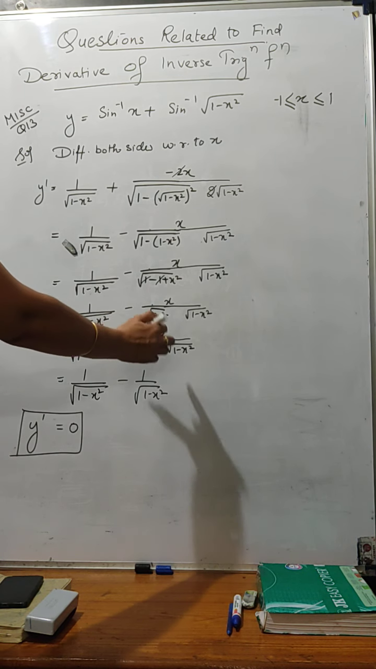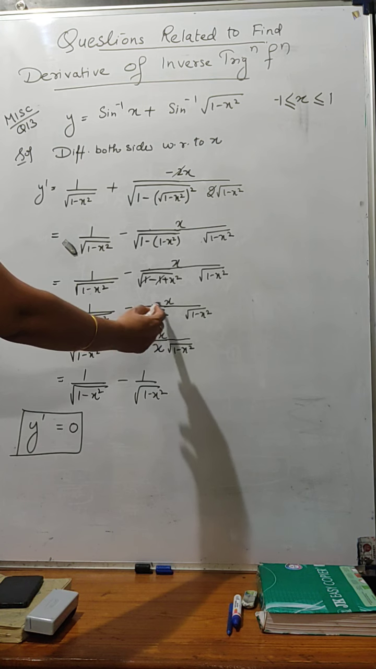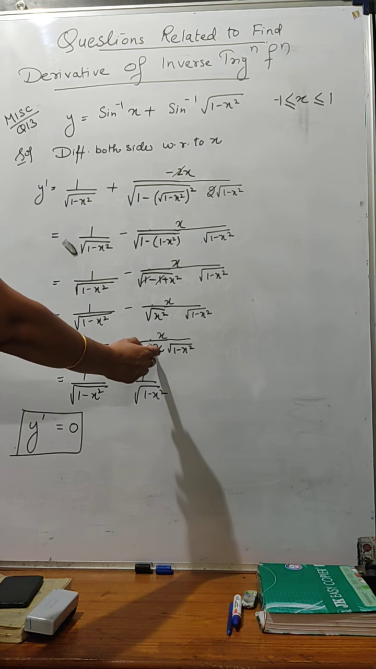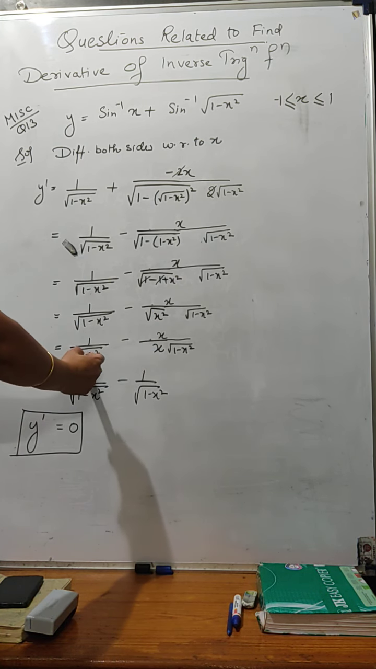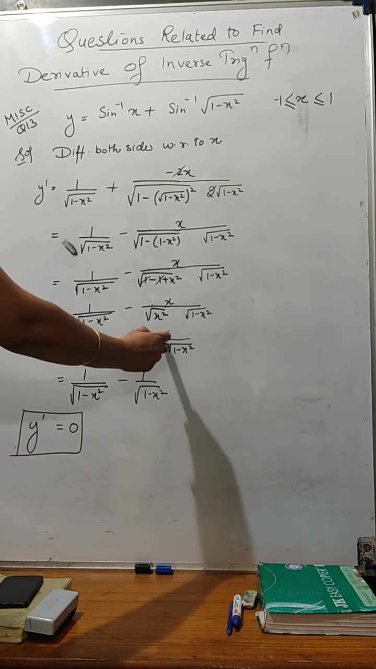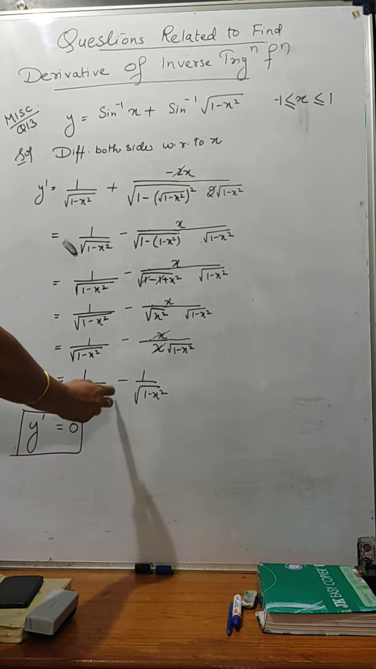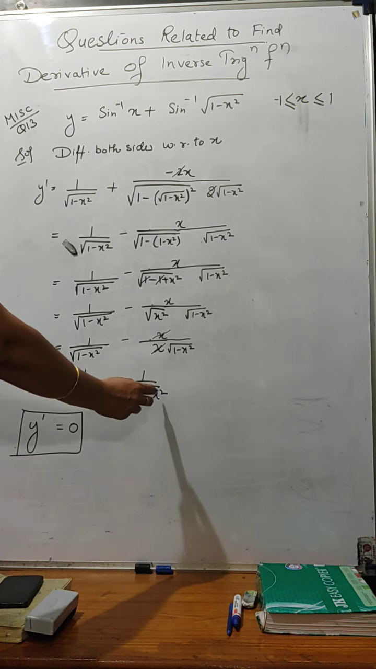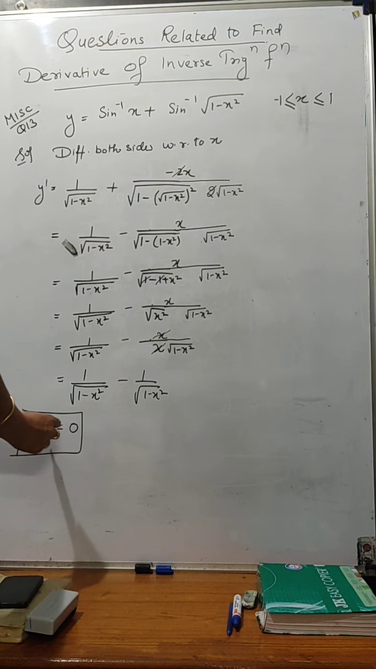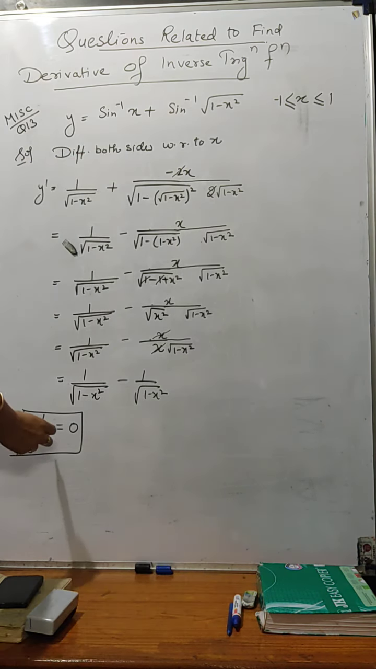Now root x square will be written as x, because root is a function, so we will be writing only the positive result. So 1 upon root 1 minus x square minus x upon x root 1 minus x square. This x and x again cancel. 1 upon root 1 minus x square minus 1 upon root 1 minus x square, that is equal to 0. Hence the derivative of this function will be equal to 0.